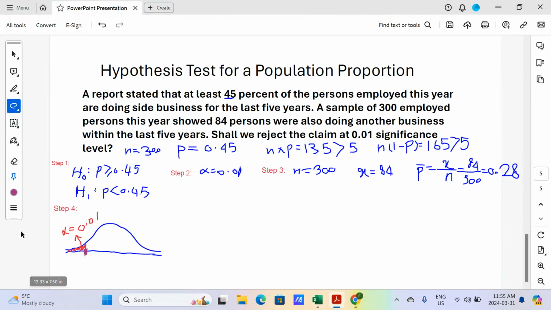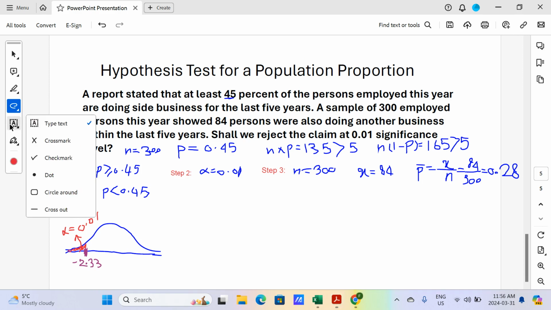Let's go back to the slide. So this cutoff point is minus 2.33. Okay, so step 4 is done. I have identified the rejection region clearly. Now let's do step 5.